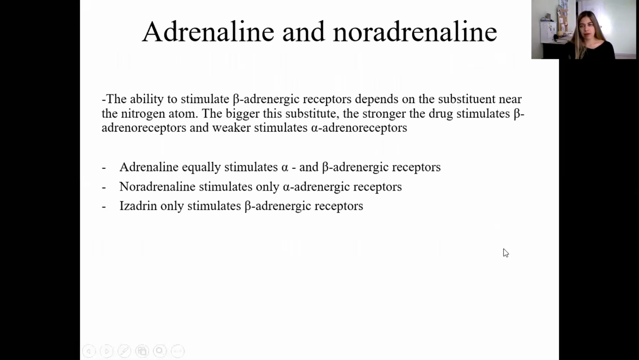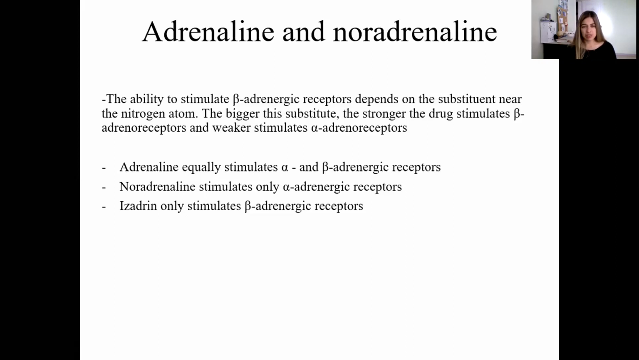Okay, I already told you a piece of information. The ability to stimulate beta adrenergic receptors depends on the substituent near the nitrogen atom. This means the radical after the amino group. The bigger this radical, this substituent, the stronger the drug stimulates beta receptors and the weaker it stimulates alpha adrenergic receptors. So I told you that already.